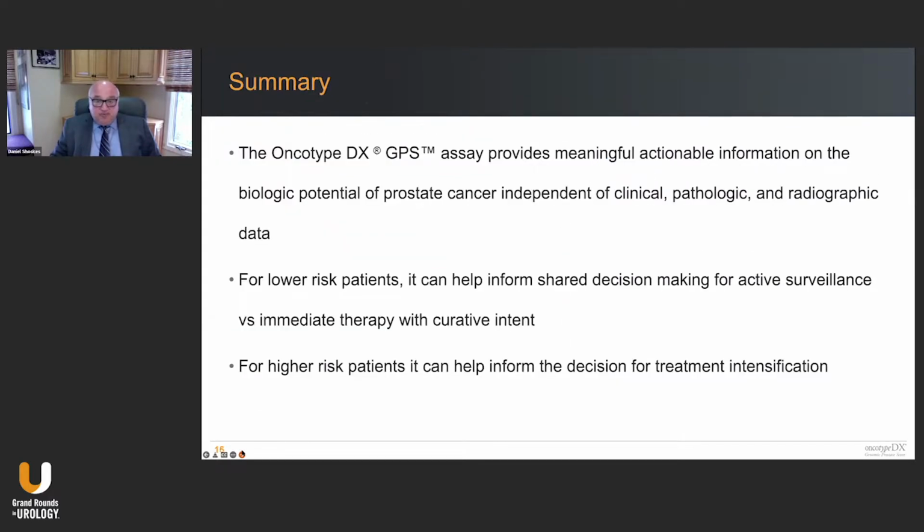So in summary, the Oncotype DX GPS assay provides meaningful and actionable information on the biologic potential of prostate cancer, independent of clinical, pathologic, and radiographic data. For your lower risk patients, it can help inform shared decision-making for active surveillance versus immediate therapy with curative intent. And for higher risk patients, it can help inform the decision for treatment intensification.